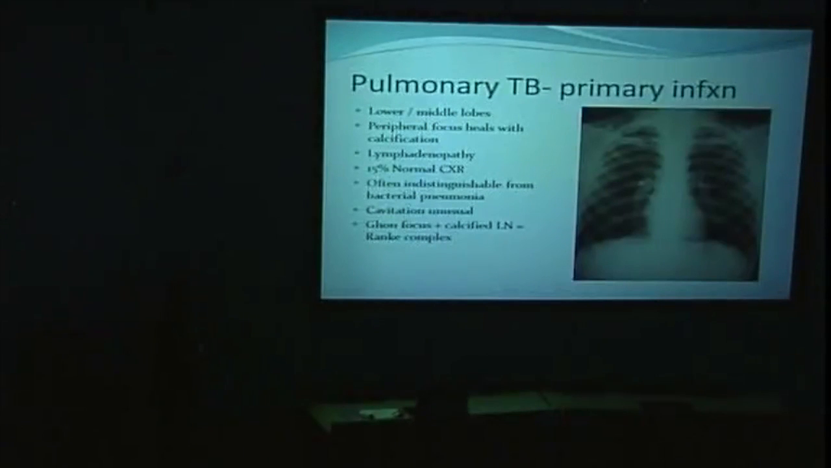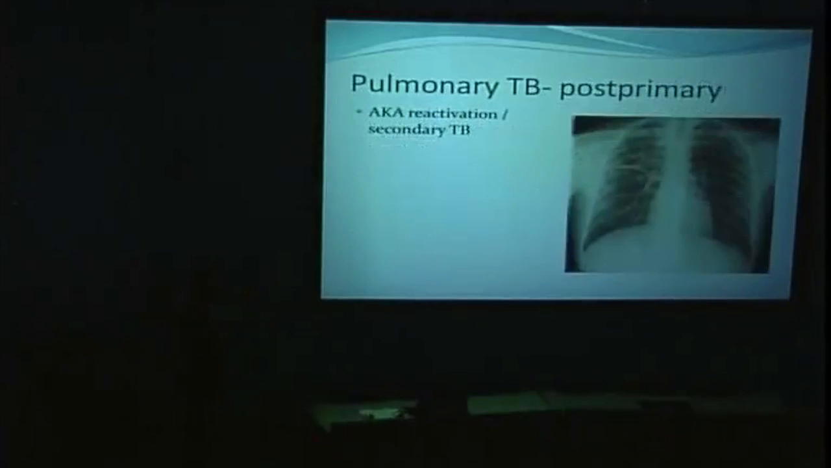It's often indistinguishable, as I said, from bacterial pneumonitis. Cavitation is unusual in the primary infection. As I said, Ranke complex is just the Ghon focus plus calcified hilar lymph nodes. Secondary TB is more often what we see.